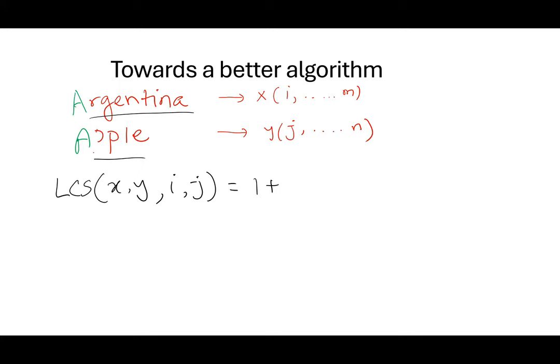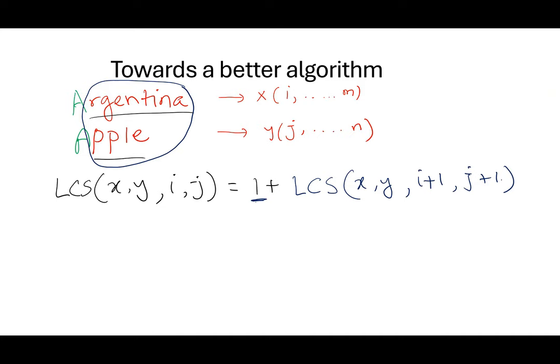We got A A matched, and now we just care about finding the longest common subsequence in the remaining portion, right? Now my problem becomes smaller. I already found one match. So can I say the longest common subsequence of X and Y, with indices now i plus one and j plus one? We can easily say that.